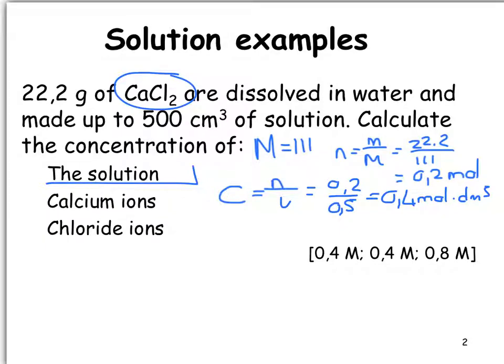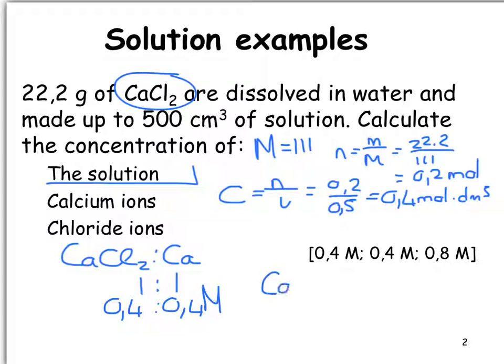They then go on to say, what about the calcium ions? Well, for every calcium chloride unit cell or molecule in inverted commas, I have got 1 calcium. There is 1 calcium inside that formula. So whatever the concentration is of the calcium chloride will be exactly the same for the calcium. However, for the chloride, there are 2 chlorines in every calcium chloride. So instead of 0.4 moles, my concentration for just the chloride ions would be doubled.